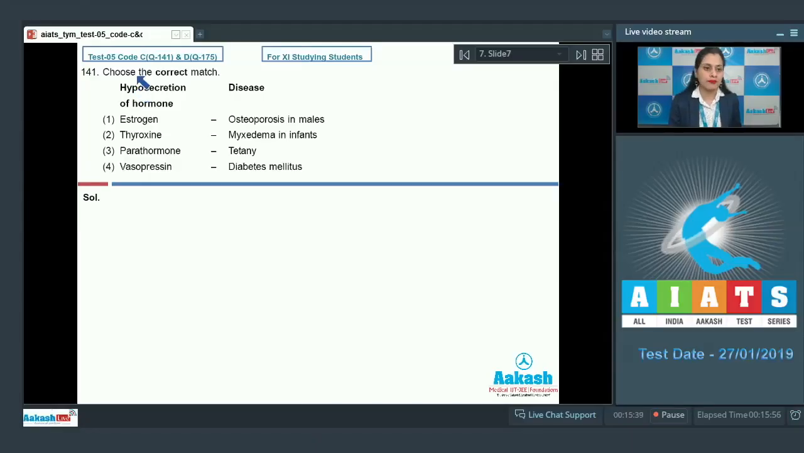Question number 141. Choose the correct match. The matches given are hyposecretion of hormone with respect to disease. The first is hyposecretion of estrogen, and the match given is osteoporosis in males. As it is an incorrect match, this cannot be an answer to our question, because hyposecretion of estrogen causes osteoporosis in females.